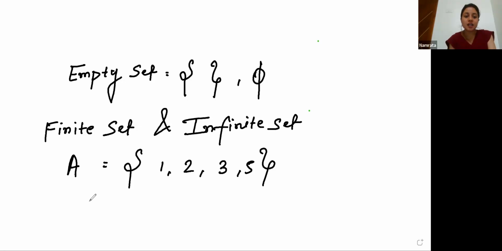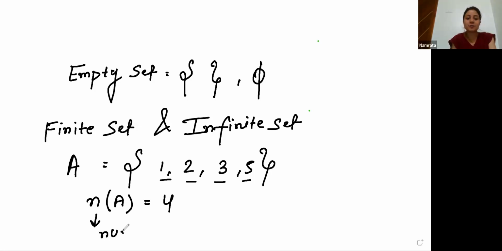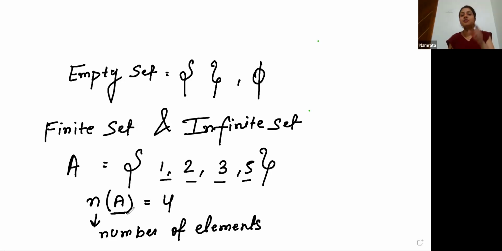Here we can represent the number of elements in set A as n(A) equals 4. 4 elements are there in set A. This is how we represent the number of elements in any set. This one is representing the number of elements in set A, which is equal to 4. We count the elements: one, the second, the third, and the fourth. So in total 4 elements are there.